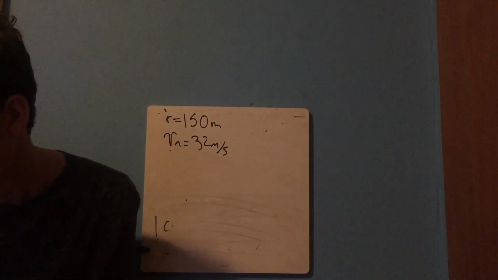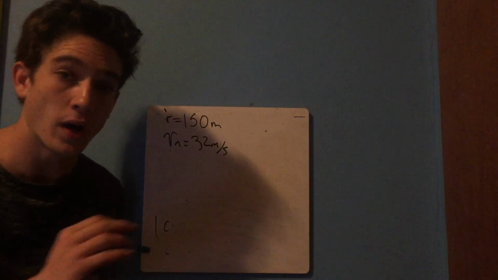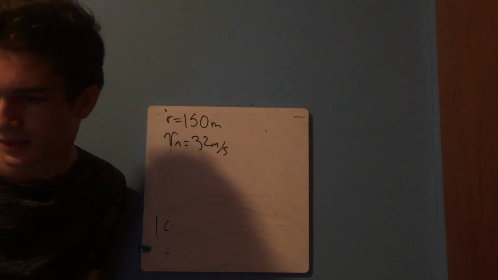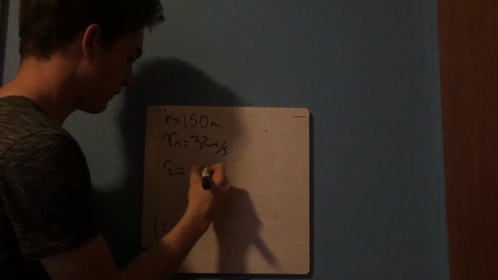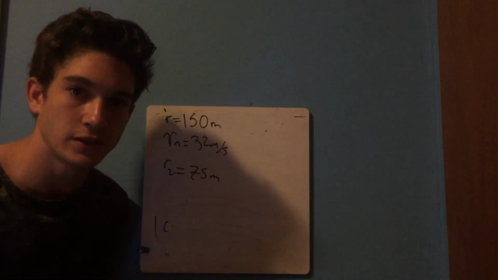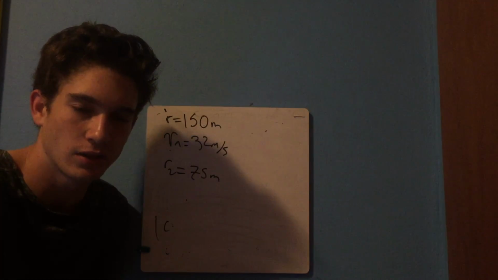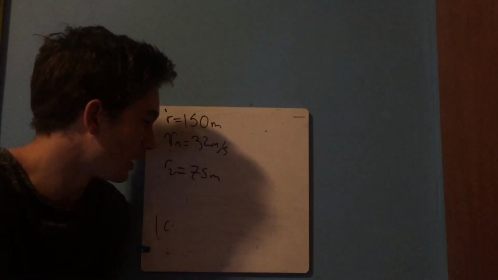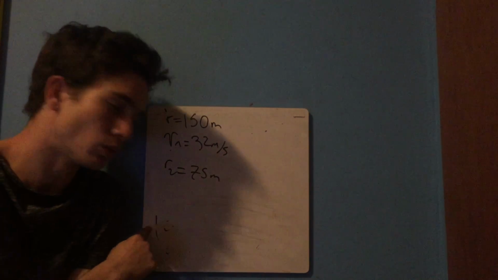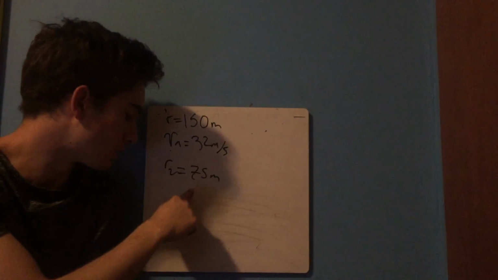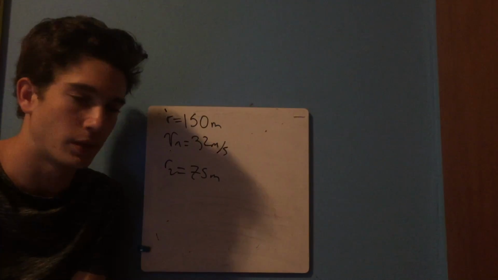It says, for the same acceleration, what would be its maximum speed at a radius of 75 meters. So what we have to do first here is use our formula for centripetal acceleration to calculate an acceleration, which we are then gonna substitute in the same formula, but with this radius, where we don't know the maximum speed. We're gonna find it out pretty simply.